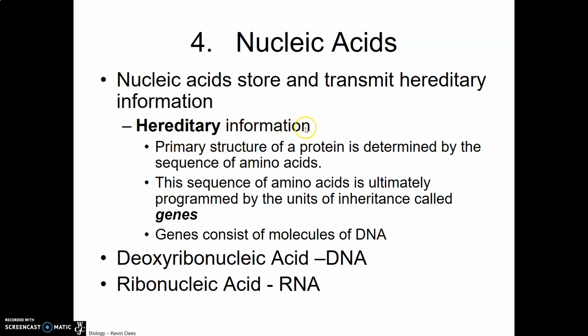So hereditary information is really important because it controls the activities of all of our cells. And if we look at how this is related to proteins, the primary structure of a protein is determined by the sequence of the amino acids. The sequence of amino acids is ultimately going to be programmed by units of inheritance called genes. And these genes are sections of molecules of deoxyribonucleic acid, or DNA, that make up this hereditary information. So, nucleic acid examples include deoxyribonucleic acid or ribonucleic acid, RNA.